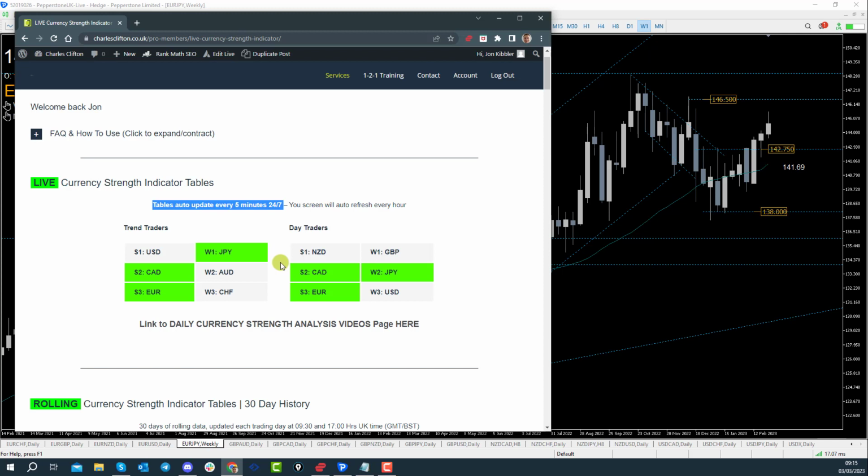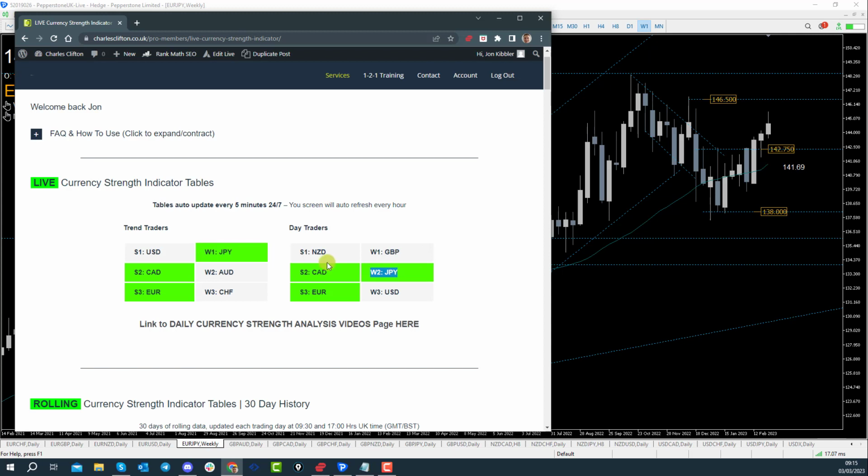So, what are the tables showing us today? Well, it's showing us that the Canadian dollar has come up as one of the stronger currencies. It's S2 on both of our tables. The euro is S3 on both tables, and the yen is W1 on the trend traders, so the weakest currency, but only the second weakest currency on the day traders.